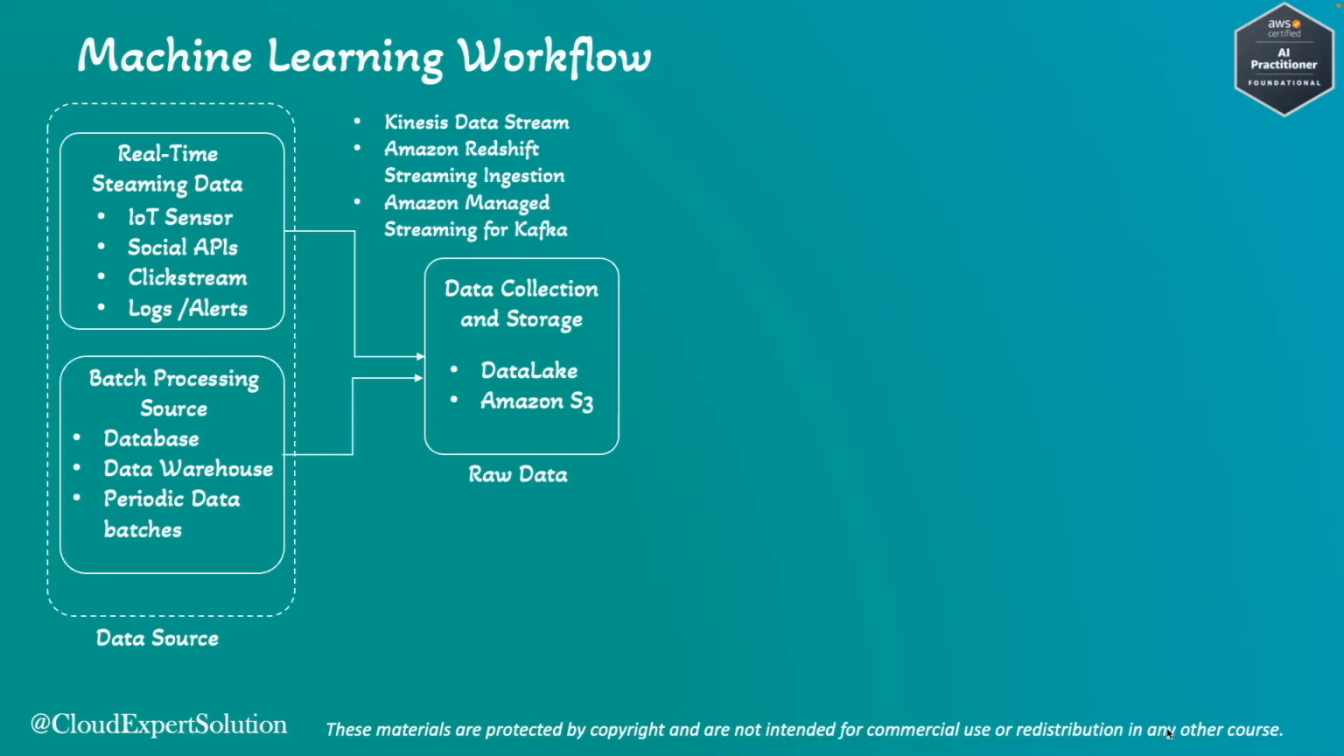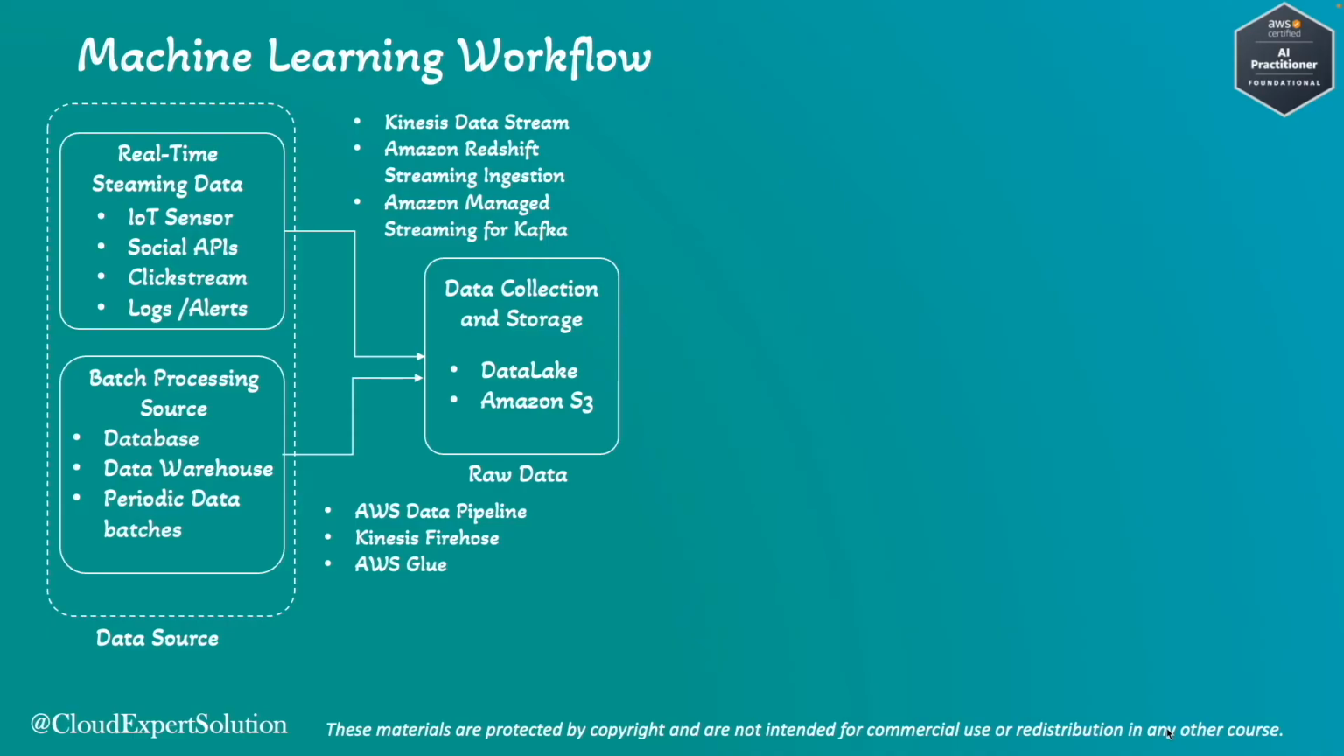Now, to collect the real-time streaming data, AWS provides multiple services and here are some options. You can use Kinesis Data Streams or Amazon Redshift streaming ingestion, or maybe you can use Amazon Managed Streaming for Kafka. Whereas to collect the batch data, you can use AWS Data Pipeline, or you can use Kinesis Data Firehose, or even AWS Glue. Now let's assume that we have those data connectors which are used to collect the data and we have the raw data.